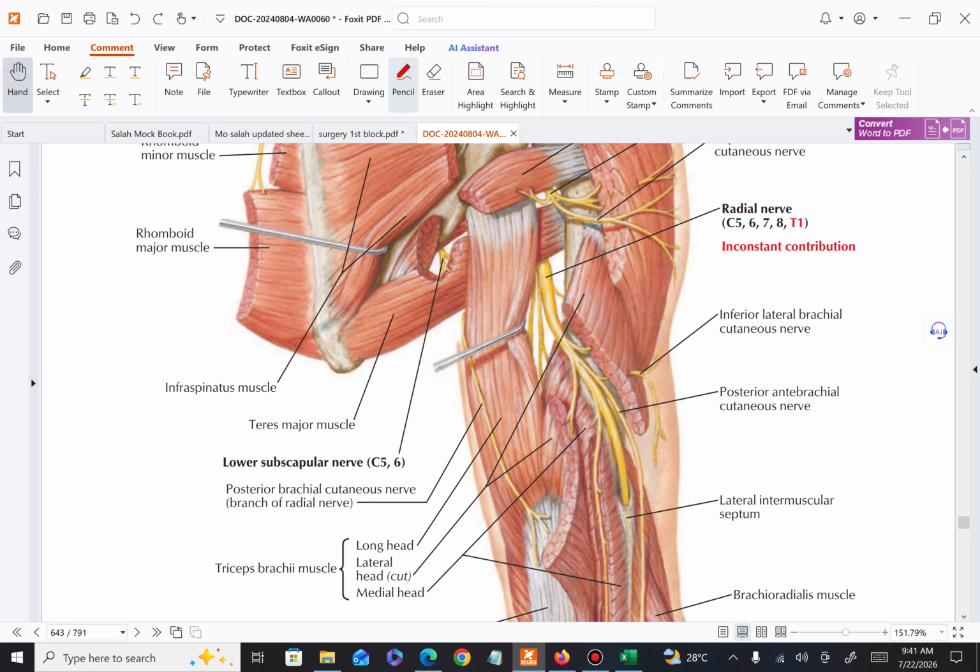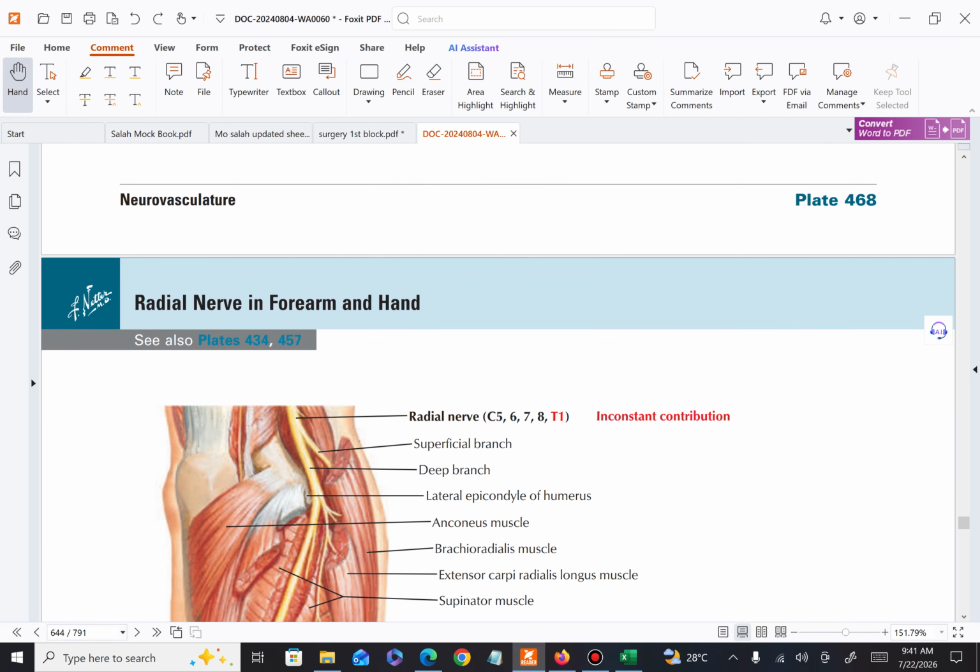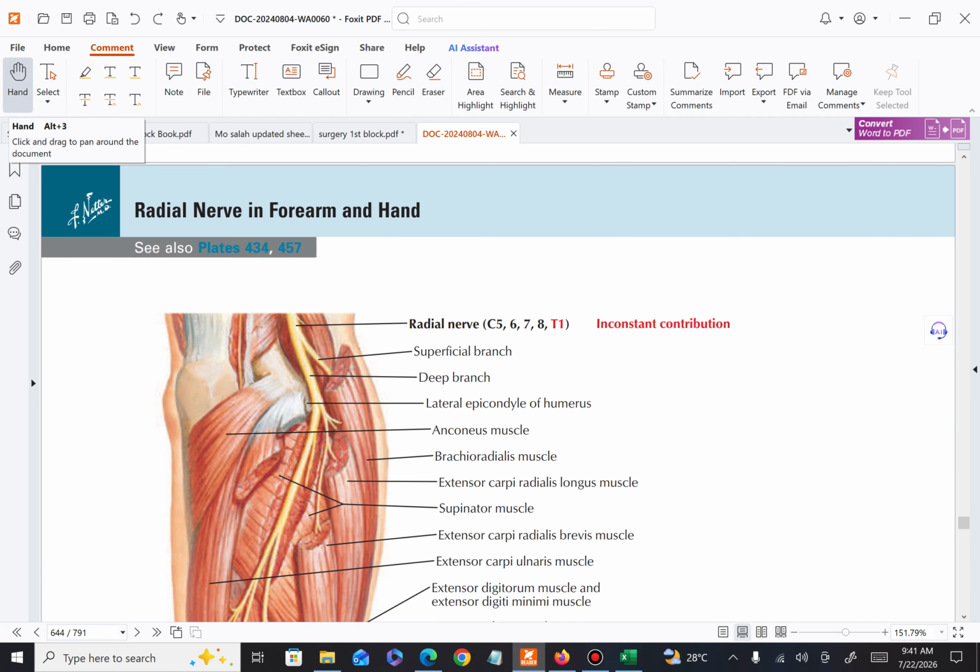In the forearm region, when it comes to the cubital fossa, this is the lateral side of the cubital fossa. When it comes to the lateral-most side of the cubital fossa, this is the radial nerve. Then it divides into a superficial branch and a deep branch. In the cubital fossa it lies between the two muscles, brachioradialis and brachialis, and it divides there into the superficial branch and deep branch.